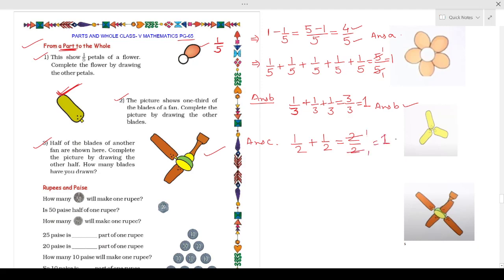Okay, so in this way you have to do these questions, and here we have the figure of C part. This one is the figure of this question, 3rd question. Okay, so I am writing 3rd over here. So in this way you all have to do these questions.